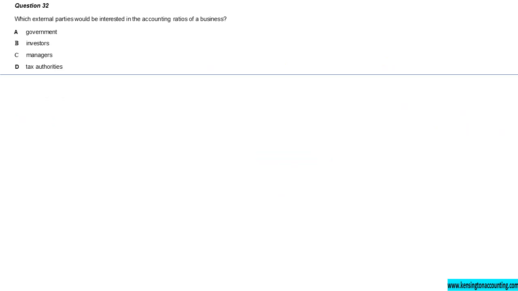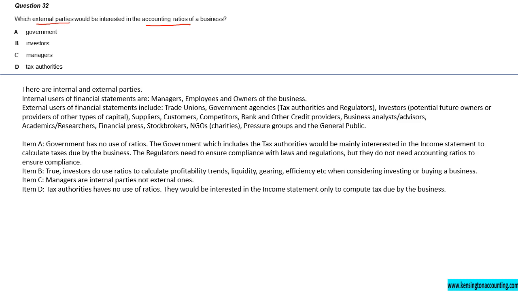Question 32 is about uses of accounting information. Two important terms which we need to note. First, it's talking about accounting ratios and external parties. Okay, a quick recap. We have internal and external parties who use accounting information. Internal parties include managers, employees, and owners of the business, because these are insiders to the business.